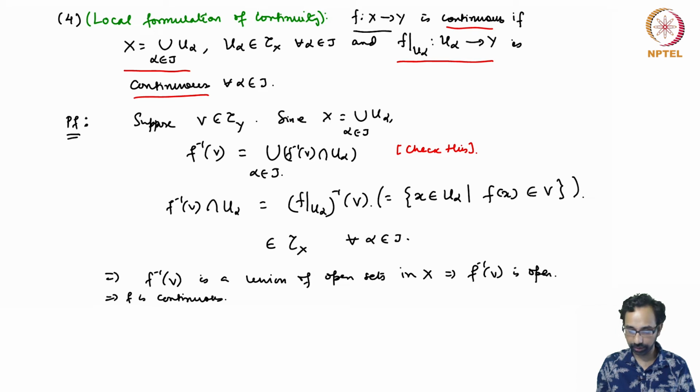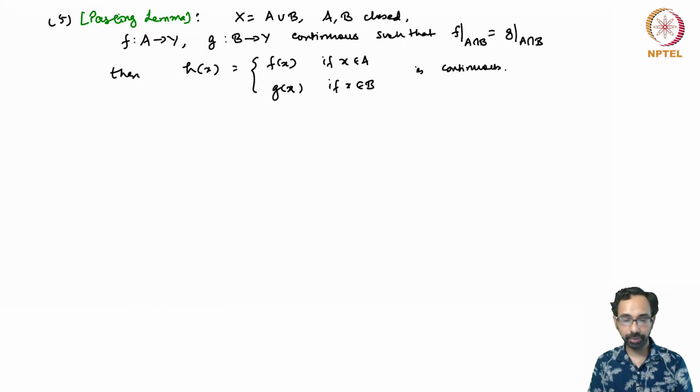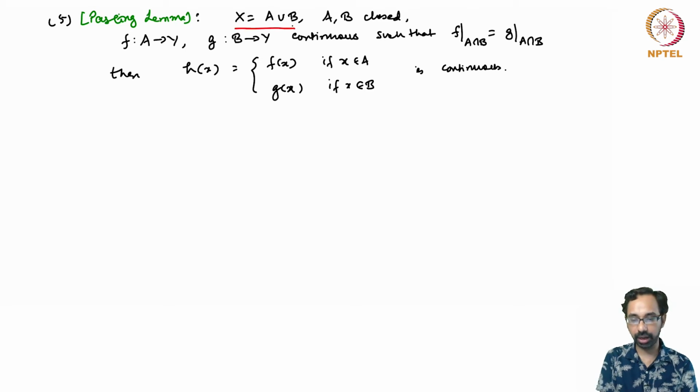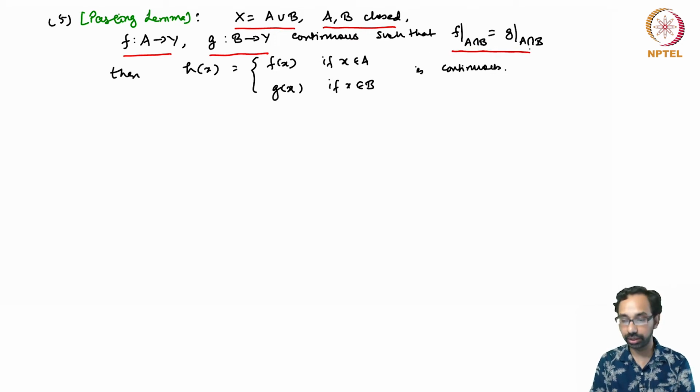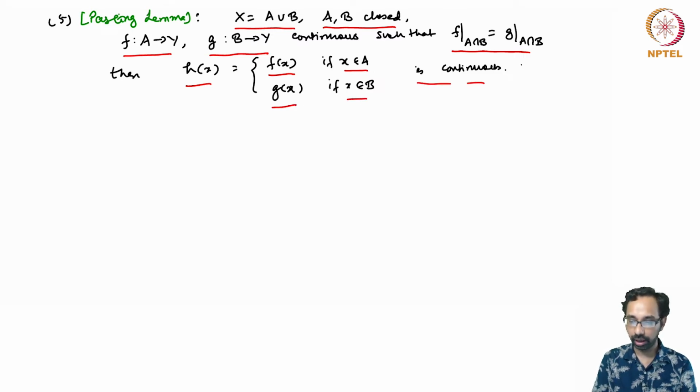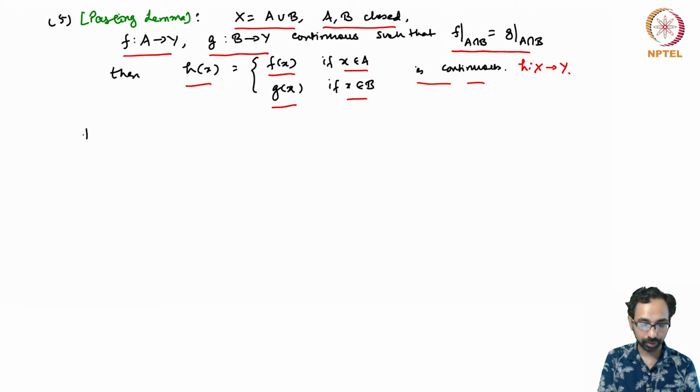Now for the last one, the pasting lemma. Let us look at the pasting lemma, which said that if X can be written as the union of two closed sets A and B, and f from A to Y and g from B to Y are continuous functions which agree on the intersection A intersection B, then the function h, which is given by f(x) if x belongs to A and g(x) if x belongs to B, is a continuous function. Here h of course is a function defined from X to Y. Okay. Now just before we go to the proof, let me give some remarks.